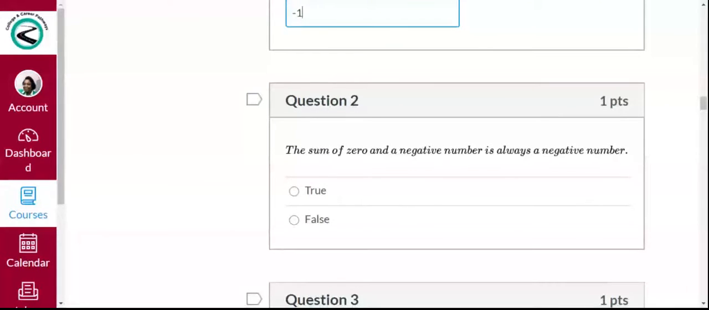On problem 2, this is just a little quiz about your knowledge of the rules. It says that the sum, which means addition expression, of 0 and a negative number is always a negative number. Well, yeah, that's true. 0 plus any number is that number. And if your number is always negative, then the answer is going to be negative. So that answer is true.